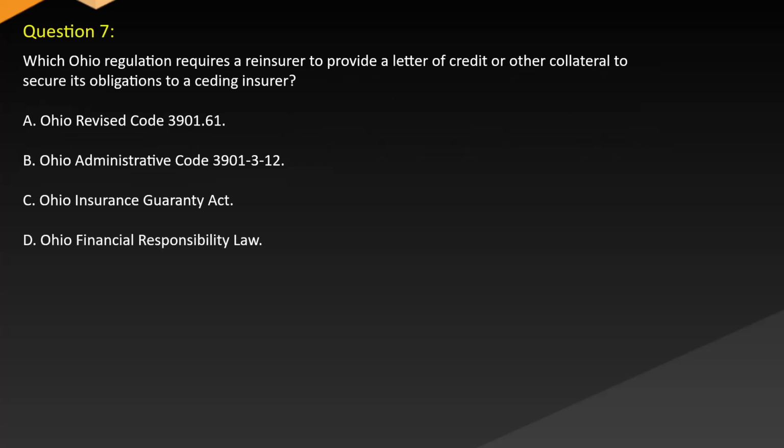Question 7. Which Ohio regulation requires a reinsurer to provide a letter of credit or other collateral to secure its obligations to a ceding insurer? A. Ohio Revised Code 3901.61. B. Ohio Administrative Code 3901-3-12. C. Ohio Insurance Guarantee Act. D. Ohio Financial Responsibility Law.